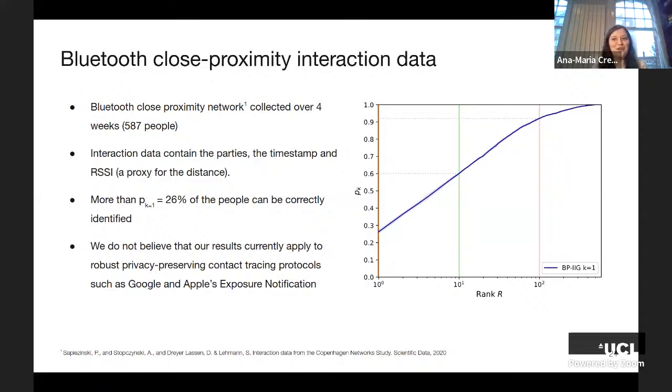I just want to caution that we don't believe that our results apply to contact tracing protocols, such as those by Google and Apple's exposure notification. What we look at is whether data such as the one collected could be identified in a strong attack scenario. And we showed that it could.